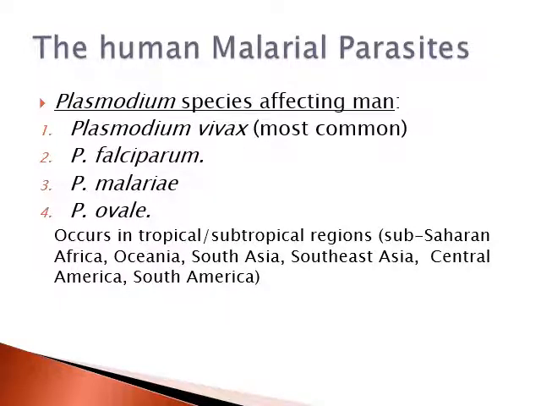Human malarial parasites belong to the genus Plasmodium. The species affecting man are more than four, but the main four species are Plasmodium vivax, Plasmodium falciparum, Plasmodium malariae, and Plasmodium ovale. These occur in tropical and subtropical regions, mainly Sub-Saharan Africa, Oceania, South Asia, Southeast Asia, Central America, and South America.